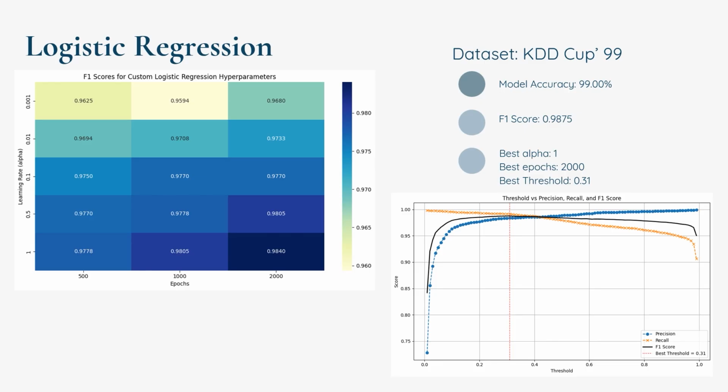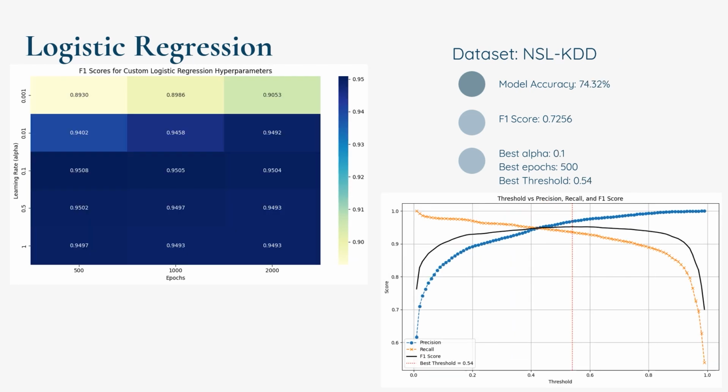I am Satvik and I implemented the logistic regression algorithm from scratch. I performed hyperparameter tuning on the validation set, experimenting with the learning rate alpha and the number of epochs, and visualized the results using a heat map. The best alpha was 1 with 2000 epochs, and the optimal decision threshold was 0.31. On the test set, the model achieved an F1 score of 0.9875 and 99% accuracy.